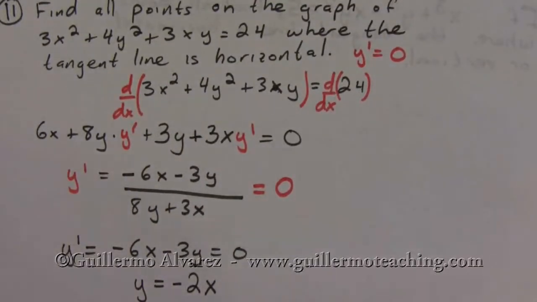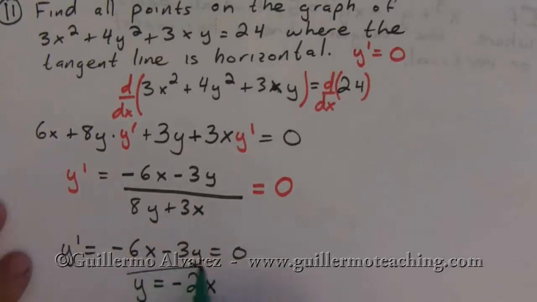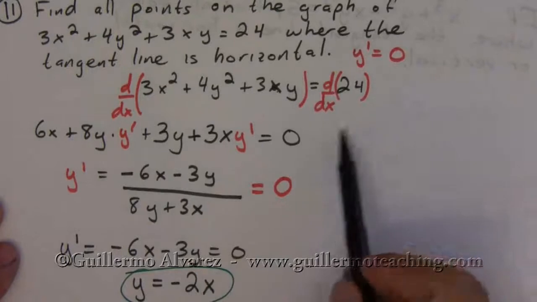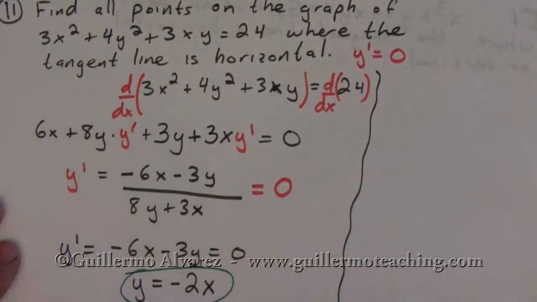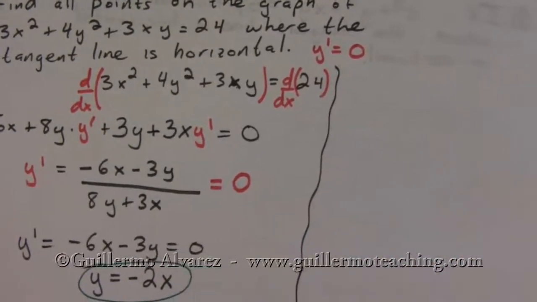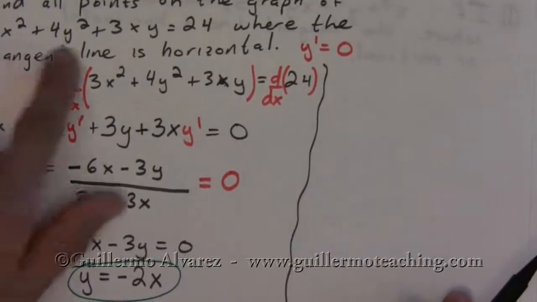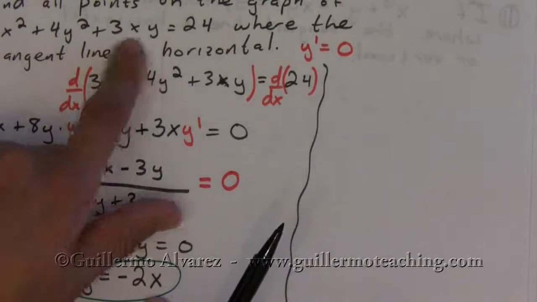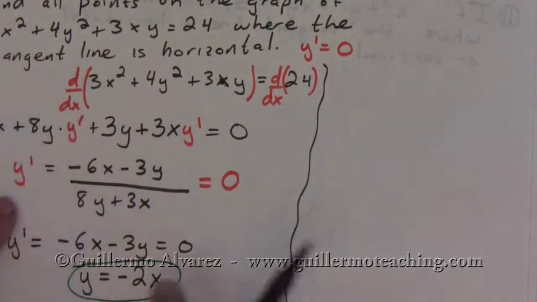And so, well, you might be wondering, how do we find the x values? I mean, we know that this is true, that the derivative is 0 when y is equal to negative 2x, but those aren't the actual values. Well, but you do have this relationship. You have the original equation. So if you substitute back into the original equation, you should be able to find what x has to equal.